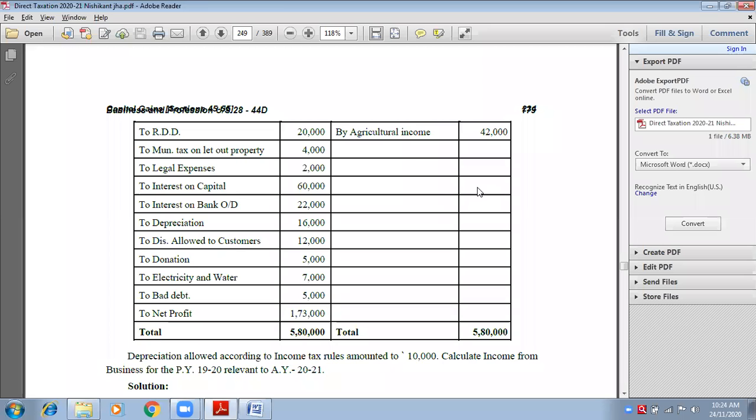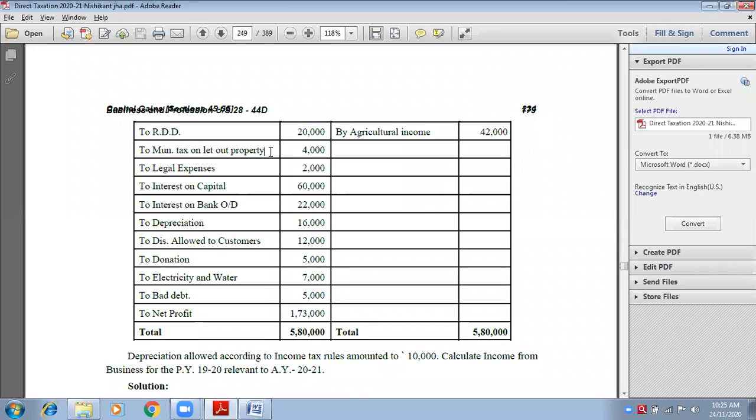Okay. Next, municipal taxes on let out house property. A few days ago, you have done income from house property. So this is let out property, and the municipal taxes are paid on this let out property. Is this business expenditure? Yes or no? No. So will it be allowed or disallowed? It is allowable or disallowable? Disallowable. How can it be allowable?